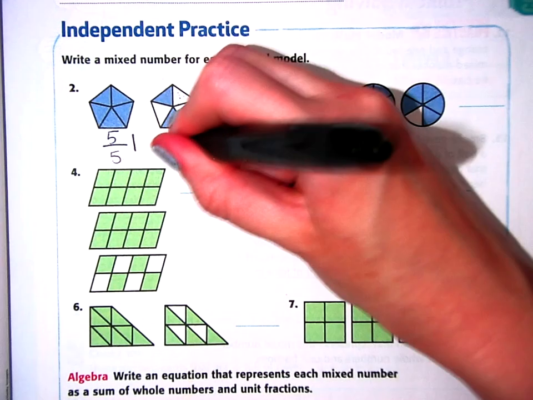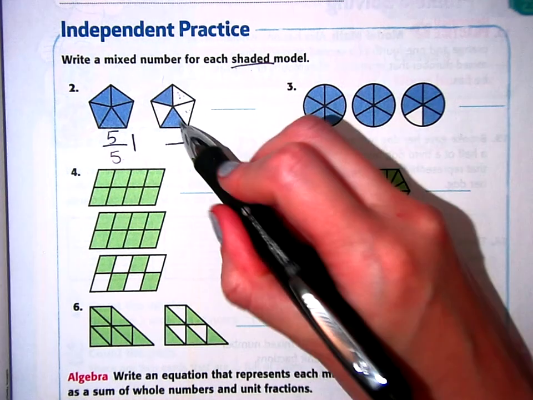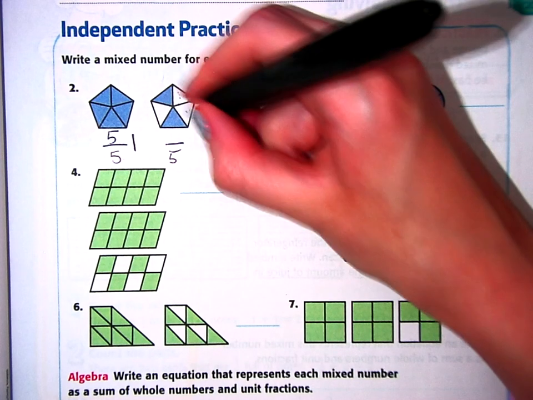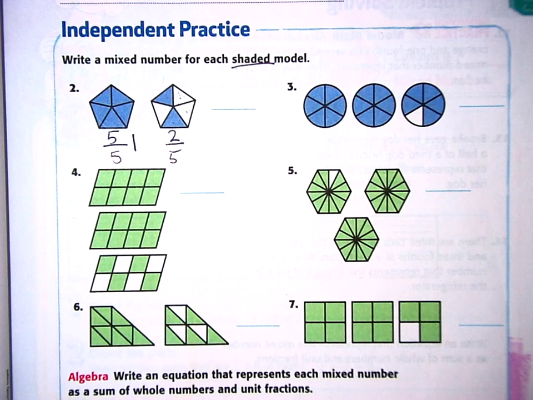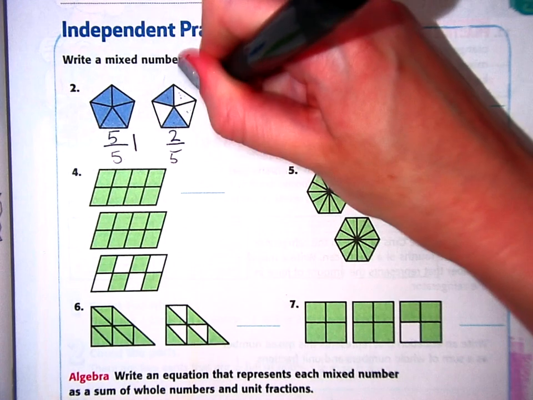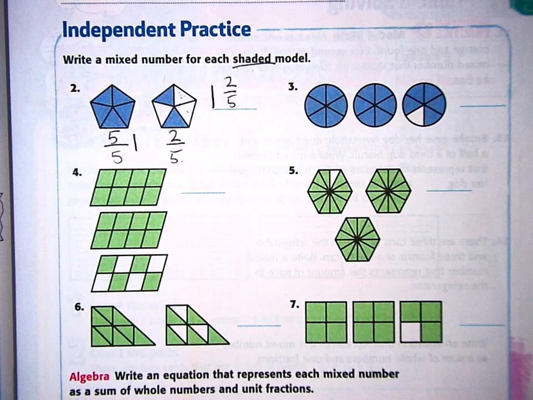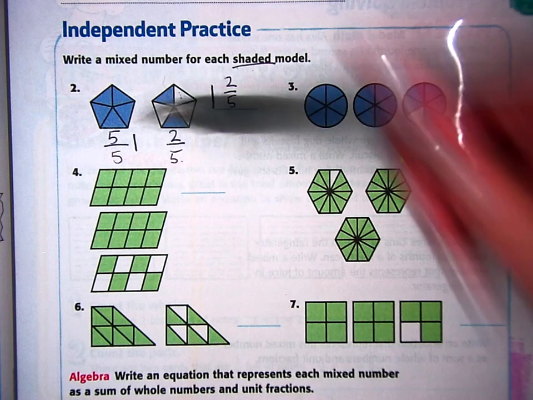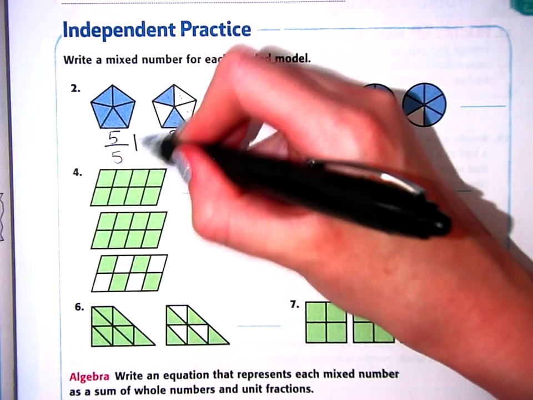Now, for this figure, I'm going to have the same denominator of 5 because there's 5 parts. 1, 2, 3, 4, 5. But let's look at the shaded ones on this figure. There's only 2 parts that are shaded. So when I'm making my mixed number, here is my whole, which is the 1, and the 2 over 5 would be my fraction portion. You have to go off of how many parts make up the whole. In this example, there were 5 parts that made up the whole. That's why the 5 over 5 gave you the one whole.